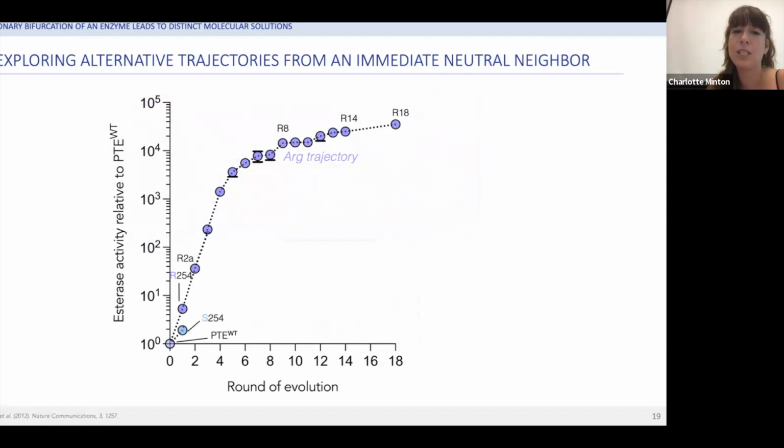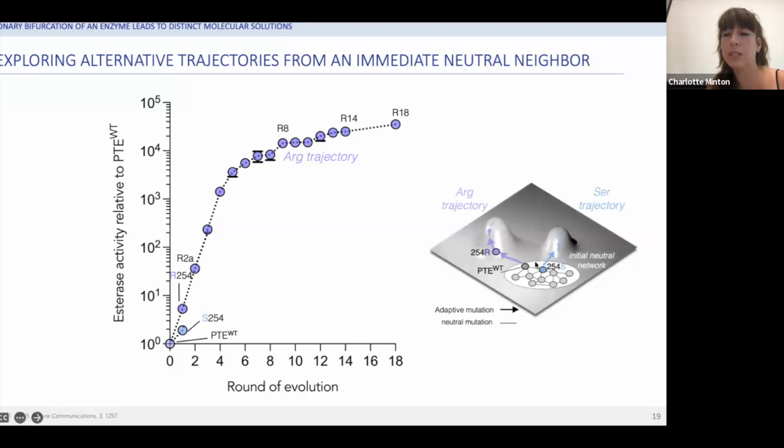This trajectory is called the arginine trajectory because the very first mutation that occurs is arginine at position 254. So our question is, what happens if we block this first mutation by mutating it to an alternative amino acid, such as serine? Serine is interesting because it's only one step away in this neutral network. It has virtually the same function as the wild type, and it cannot mutate back to arginine unless you have 2 mutations in the codon. So we started the evolution from serine 254, and we evolved it under the exact same conditions over several rounds.